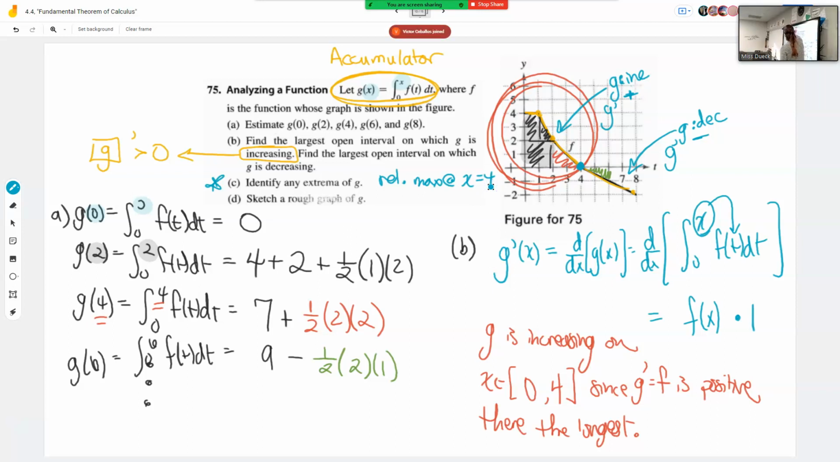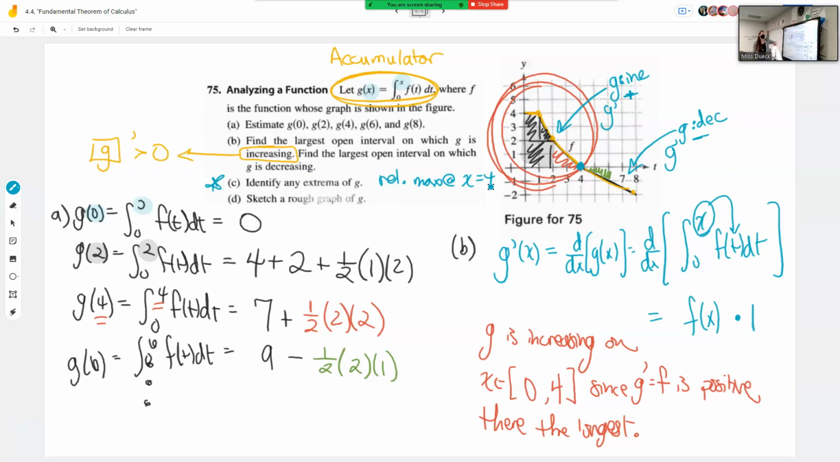G, who is G? He's the integral. Oh, so then G increasing, decreasing, I need to think of G prime. Oh, hey, prime of the integral is going to be the F. I can use this as the graph of the derivative. This is the graph of G prime. Then they tell me to do a rough sketch. That's a little awkward.